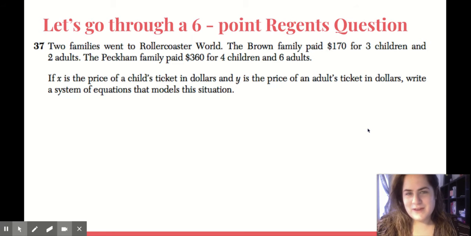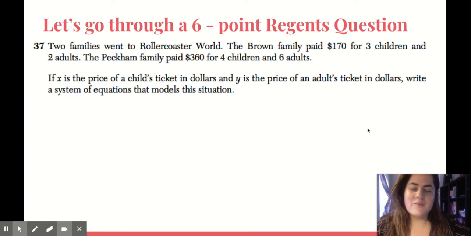Read along with me. Two families went to Roller Coaster World. The Brown family paid $170 for 3 children and 2 adults. The Peckham family paid $360 for 4 children and 6 adults. If X is the price of a child's ticket in dollars and Y is the price of an adult's ticket in dollars, write a system of equations that models the situation.